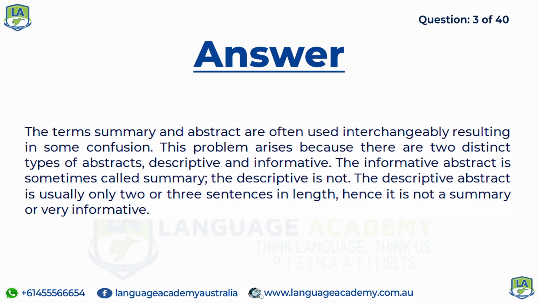The term summary and abstract are often used interchangeably, resulting in some confusion. This problem arises because there are two distinct types of abstracts, descriptive and informative. The informative abstract is sometimes called summary, the descriptive is not. The descriptive abstract is usually only two or three sentences in length. Hence, it is not a summary or very informative.